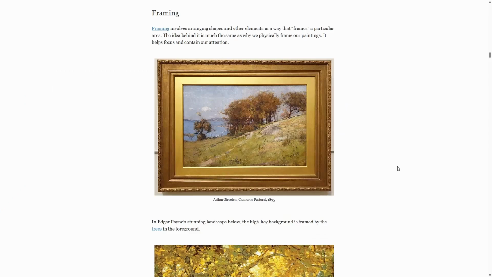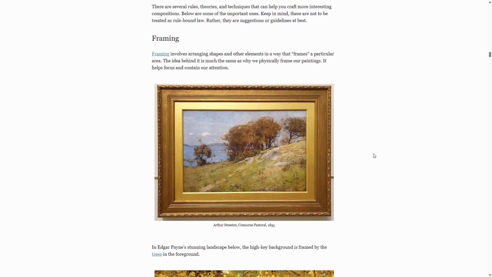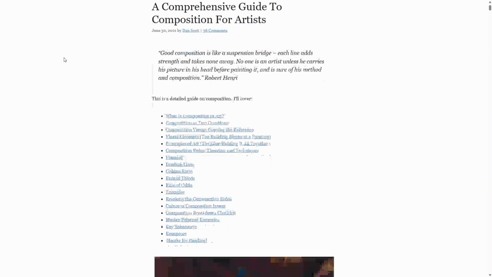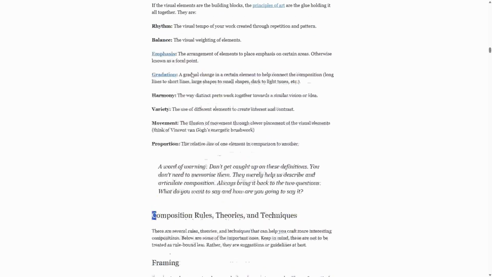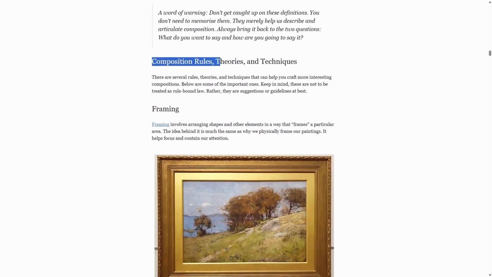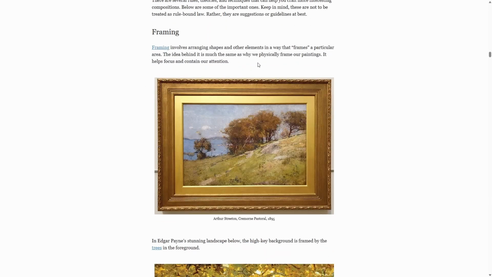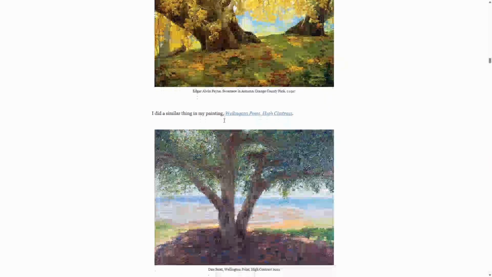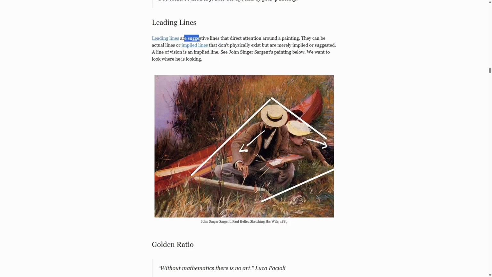Now it's about some composing techniques you might face. This is the site Draw Painting Academy, and I will just talk about this one because the other things we already saw about composition, rules, theories, and techniques. So we have the framing. It looks like you are framing some certain area. We have the leading lines, which are suggestive lines that direct attention around the painting. It's like if your eyes would follow a movement, so they can be implied or actual lines. So for example, we have this boat in here behind these two people.